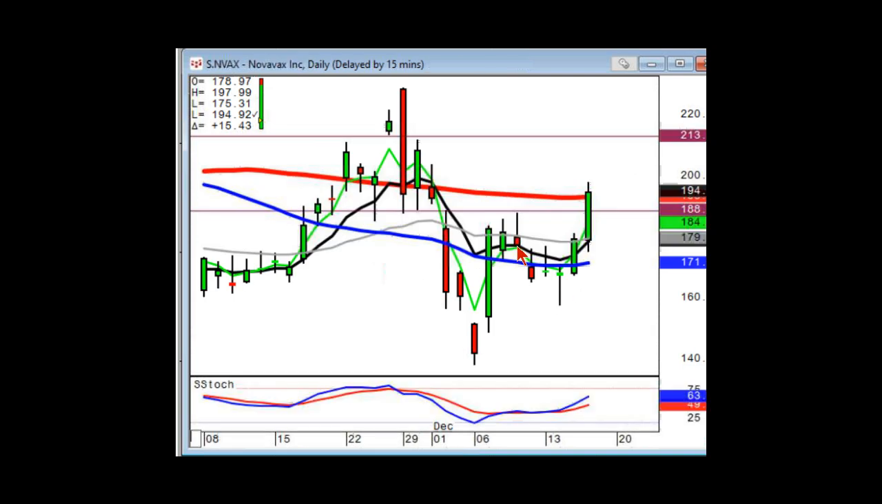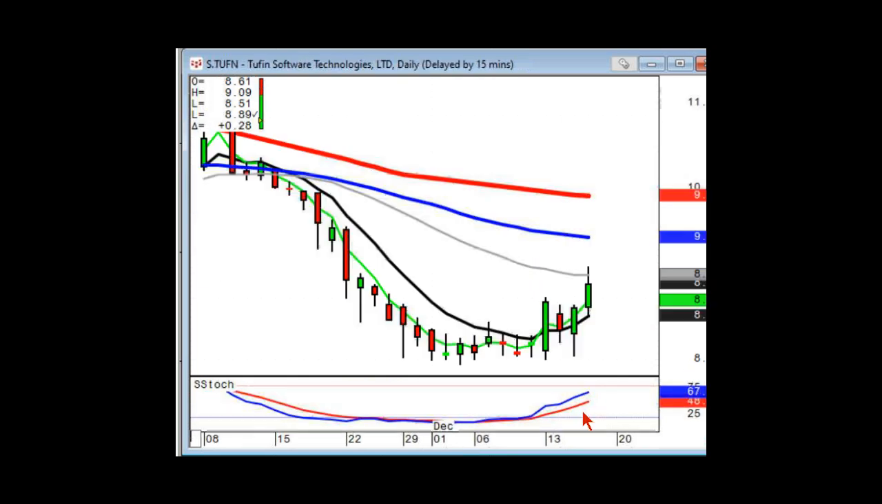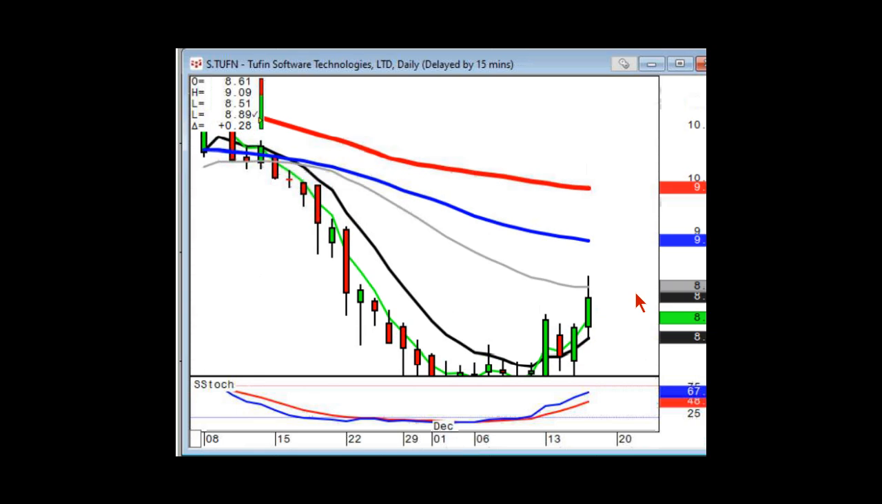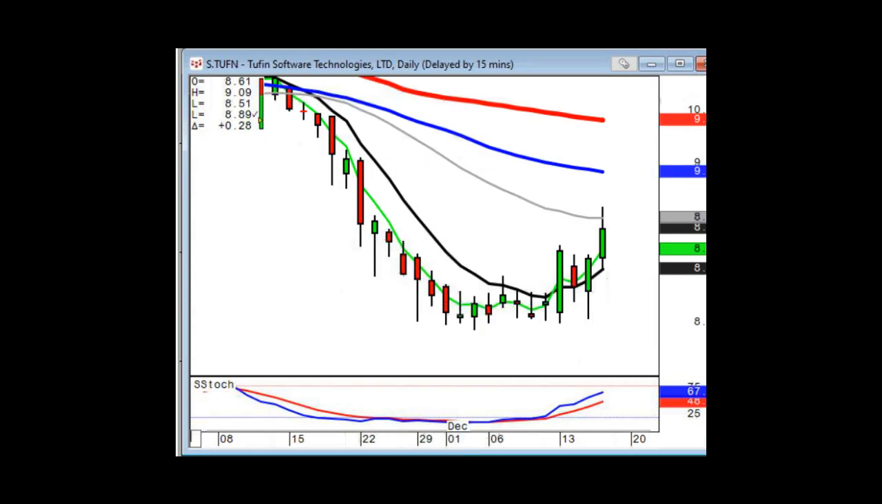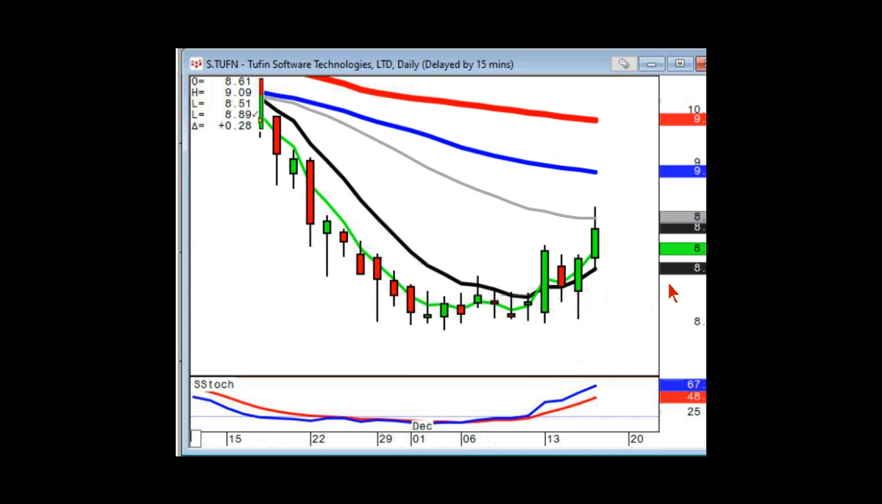NVAX. You can see the J-hook pattern that's supported right here on the 50. TUFN. You can see the fry pan bottom. Now here's another high probability result. If they come down and they use the T-line, exactly at the T-line, as support, that tells you they're not coming down through that level, but they're still trading positive.